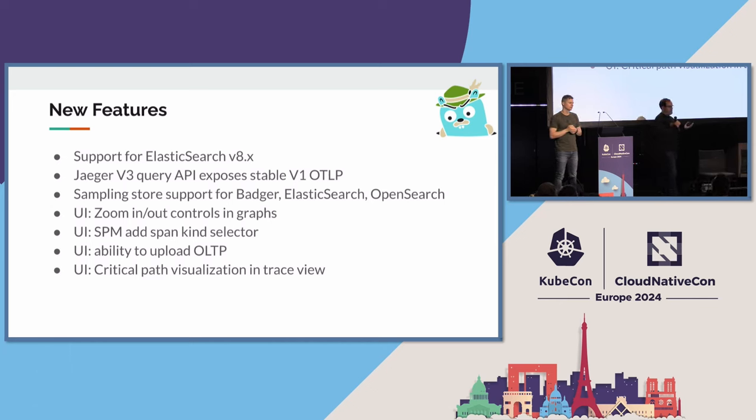We've created a few new capabilities in the UI. These are mostly enhancements. You saw Pavel talk about critical path. There's a lot of other capabilities that we've added into the UI to make it easier. I'm not going to go through them one at a time.